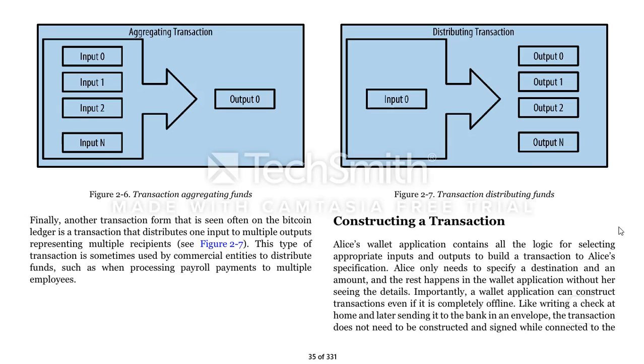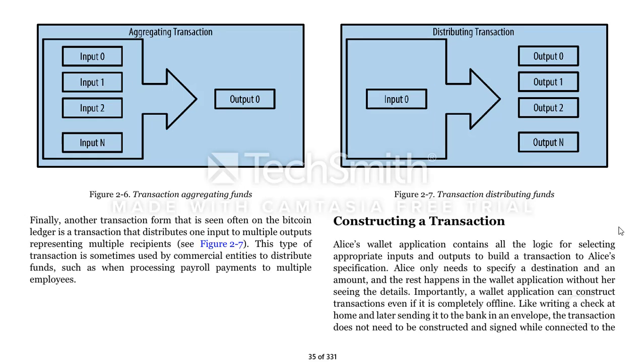Transaction distributing funds. Constructing a transaction. Alice's wallet application contains all the logic for selecting appropriate inputs and outputs to build a transaction to Alice's specification. Alice only needs to specify a destination and an amount, and the rest happens in the wallet application without her seeing the details. Importantly, a wallet application can construct transactions even if it is completely offline. Like writing a check at home and later sending it to the bank in an envelope, the transaction does not need to be constructed and signed while connected to the Bitcoin network.